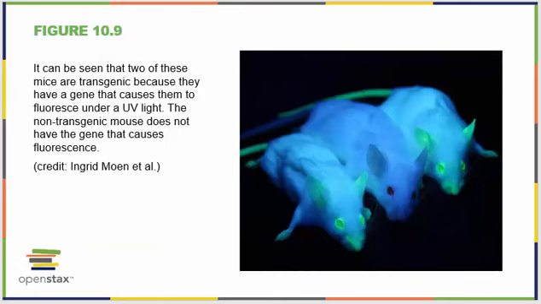Here we can see another example of biotechnology in the form of transgenic mice. They have genes that cause them to fluoresce under a UV light. The non-transgenic mouse in the middle does not have that gene that causes fluorescence. If you're curious where a gene is active but you're not quite sure, you can put a UV gene next to your gene of interest. Anywhere the UV gene glows shows you where your gene of interest has also been made.